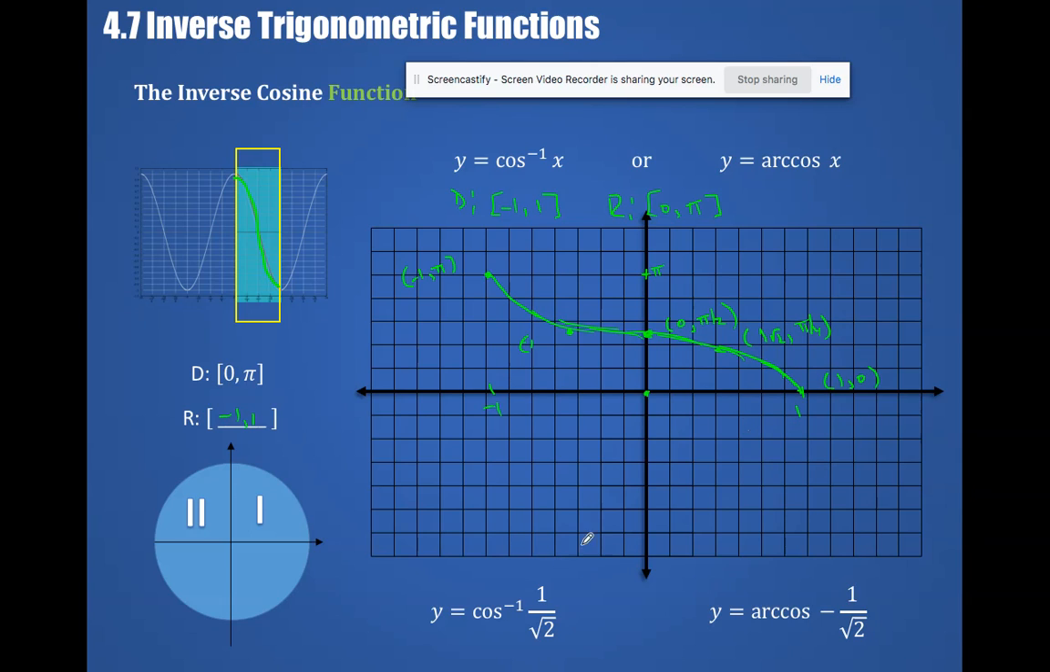And how about negative? When you put in -1 over root 2, who has a cosine of -1 over root 2? Right? There are actually lots, but by these restrictions, what are you going to put? In quadrant 2, 3 pi over 4.